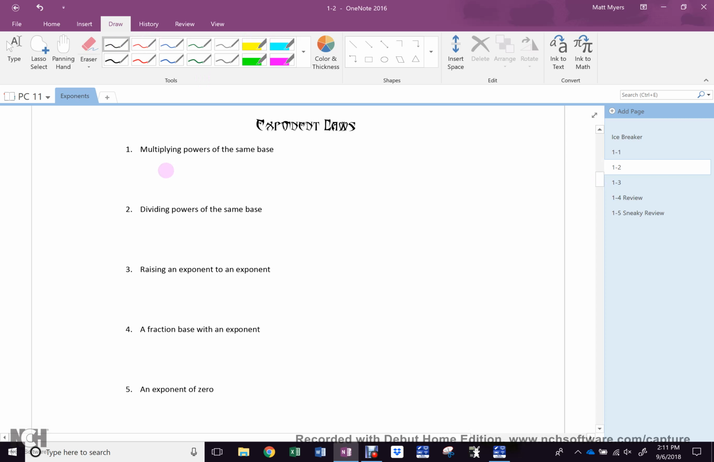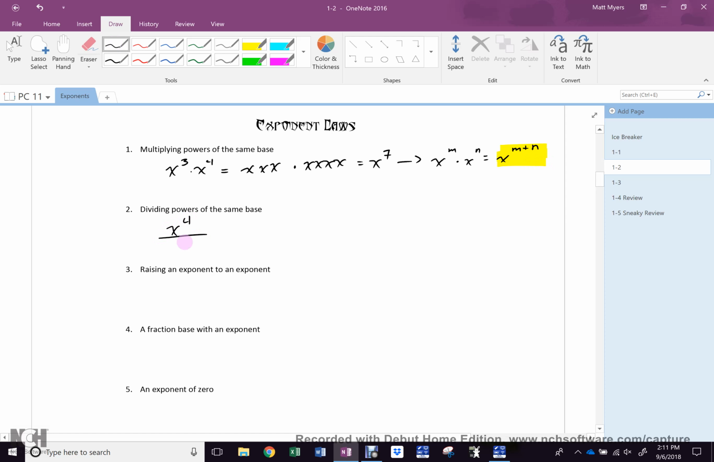Multiplying powers of the same base. X cubed times x to the 4th equals x, x, x times x, x, x, x, which is x to the 7th. And of course, the shortcut is x to the m times x to the n equals x to the m plus n. That is what you need to know. Unfortunately, that simple fact, even if you think you know it, when I give you a test on it, people still screw it up. So, actually pay attention to it.